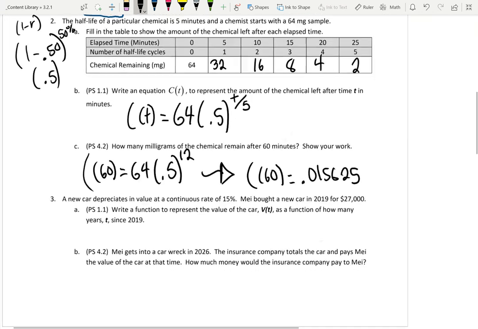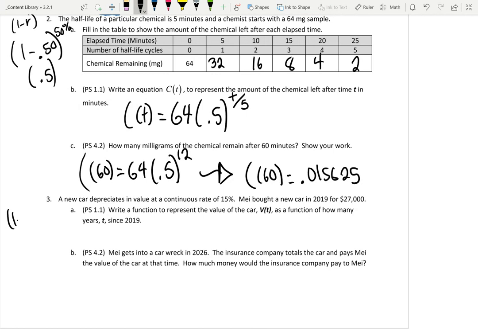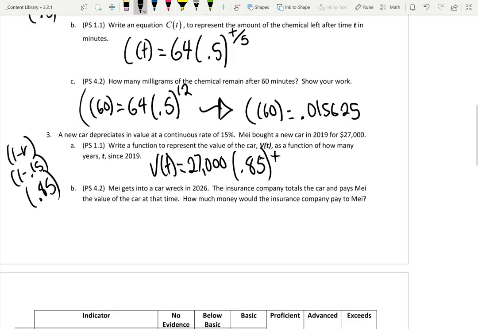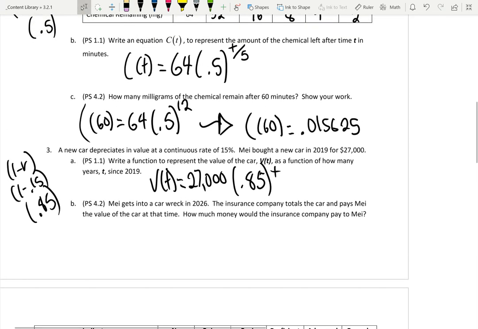This next one, depreciate. So I know immediately that's going to be 1 minus r, and it's a rate of 15%. So I know 1 minus 0.15 is going to be 0.85. I'm going to create my equation the same way. It says v of t, and I need my starting amount. Starting amount always goes first, 27,000. Now I'm going to multiply it by my 1 minus r, which is 0.85, and then raise it to t. Okay, my car gets into a wreck in 2026.